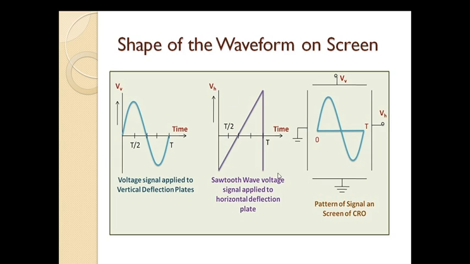In the absence of this sawtooth wave and time-based circuit, when you give the sine wave to the Y plates, with no signal going to the X plates, there will be only vertical deflection, and you will see a vertical line on the screen that we have seen in the previous video. But if you want to trace the signal on the screen of the CRO, then you have to combine it with the horizontal deflection which is provided by the sawtooth wave to the X plate through the time-based circuit.